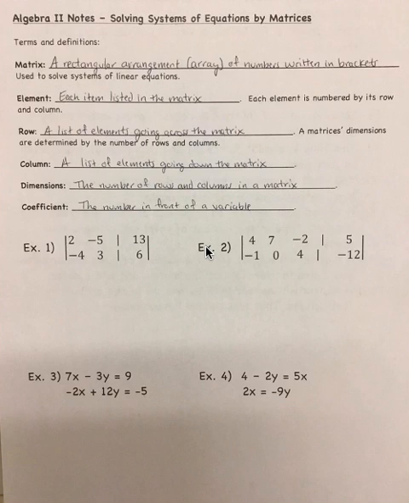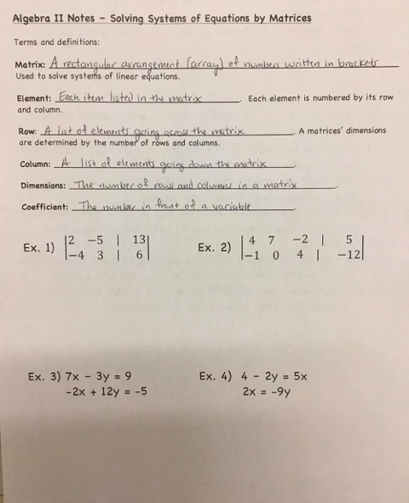A row is a list of elements going across the matrix. A column is a list of elements going down the matrix. A matrix's dimensions are determined by the number of rows and columns. Coefficient, if you remember, is the number in front of a variable. These are some of the terms and definitions you'll have to keep in mind for solving systems of equations by matrices. Today on these notes, we're not actually going to solve any, we're just going to show you how to set them up.